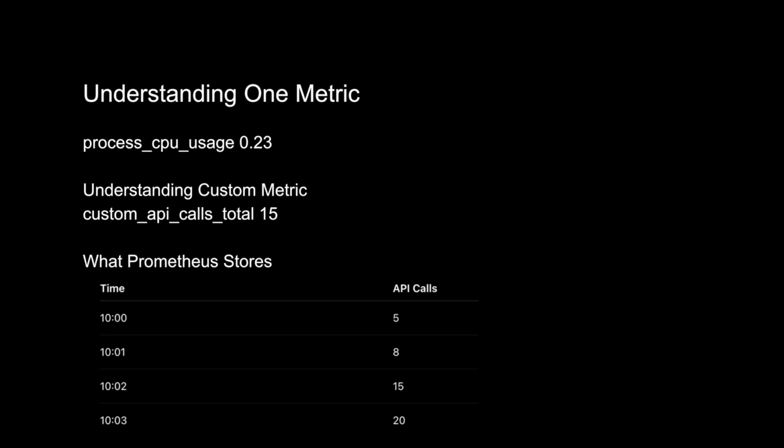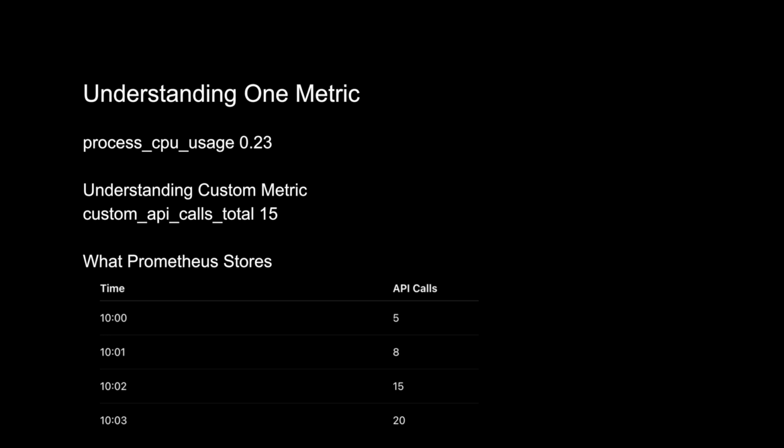Let's focus on one metric. process_cpu_usage tells us the current CPU utilization. A value of 0.23 means roughly 23% CPU usage. When Prometheus collects this every few seconds, it can create a trend graph.